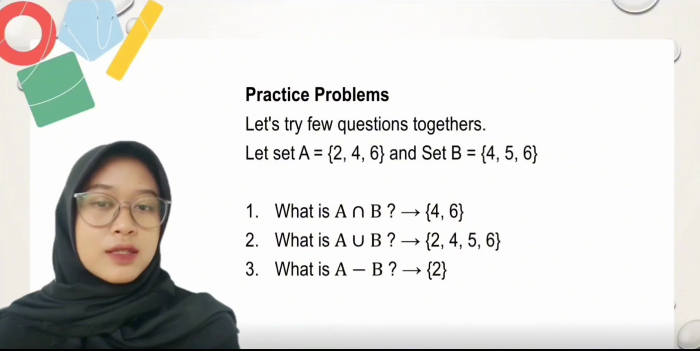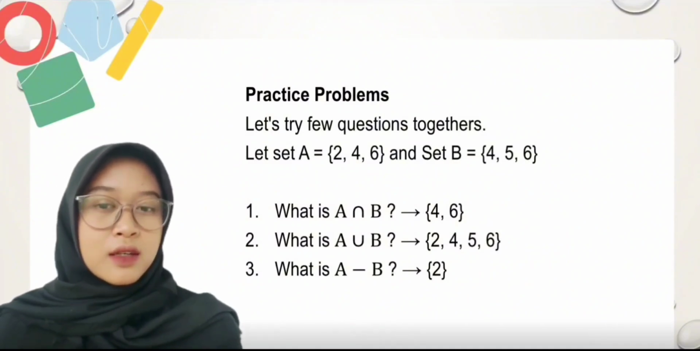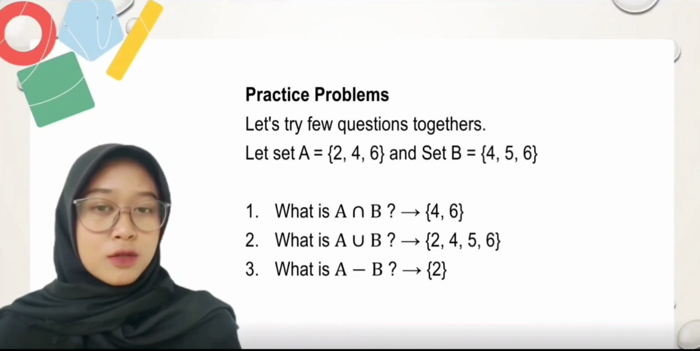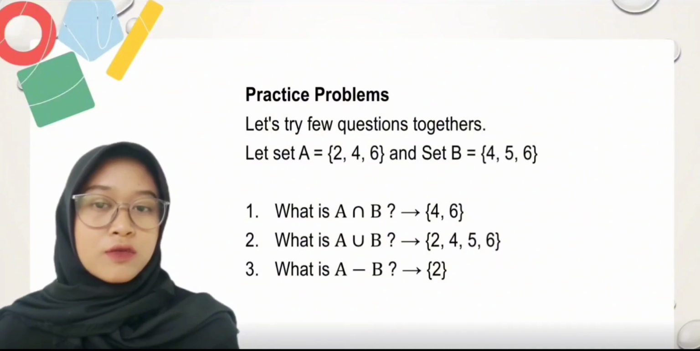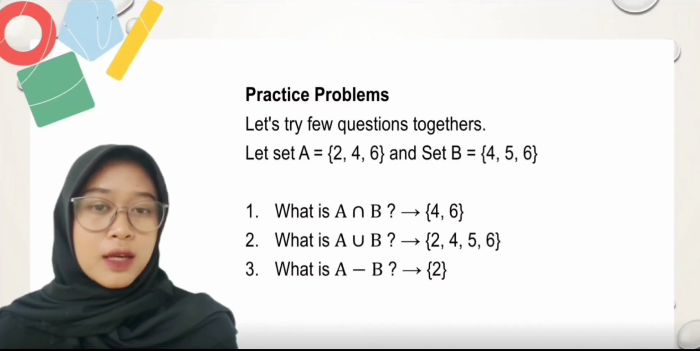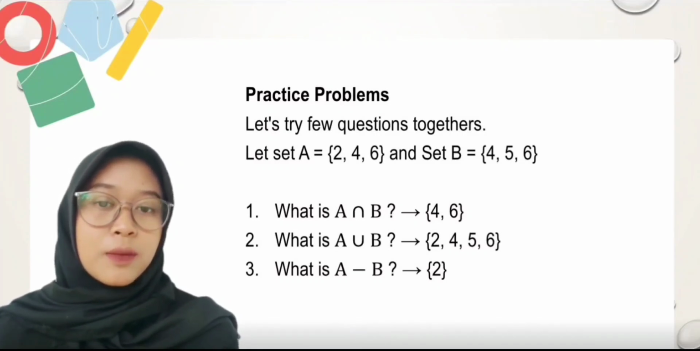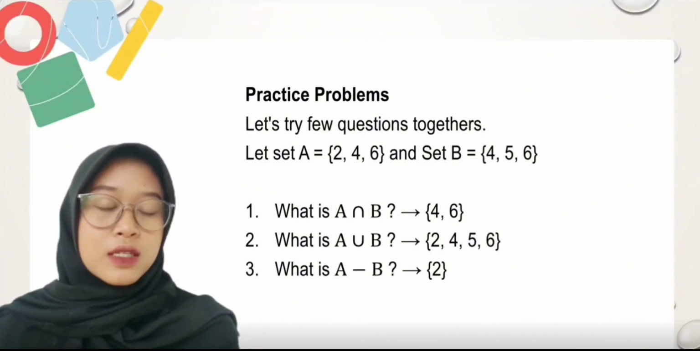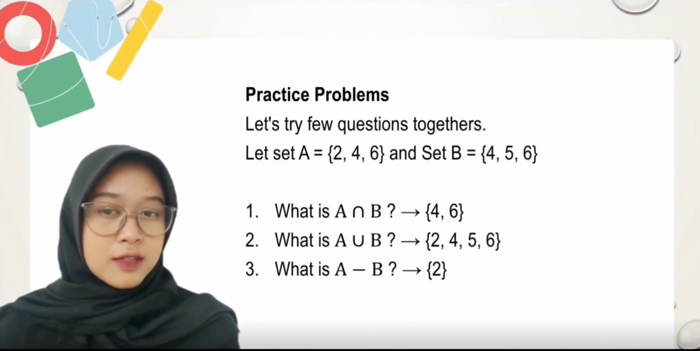Number two: what is A ∪ B? Yes, the answer is {2, 4, 5, 6} because A contains 2, 4, 6 and B contains 4, 5 and 6. The union of A and B includes all elements from both sets without repetition, which is 2, 4, 5 and 6.